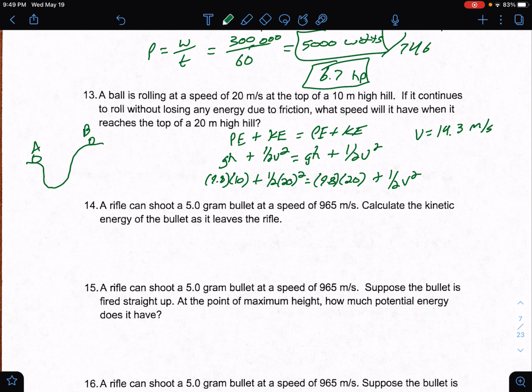14, a rifle can shoot a 5-gram bullet at a speed of 965 meters per second. Calculate the kinetic energy. So first thing I'm going to do is convert that grams to kilograms. So 5 divided by 1,000 gives me 0.005. So kinetic energy equals 1/2 mv squared. So 1/2 my mass, which is 0.005, and my velocity is 965 meters per second, squared. So all I got to do is solve that out, and you get 2328 joules.